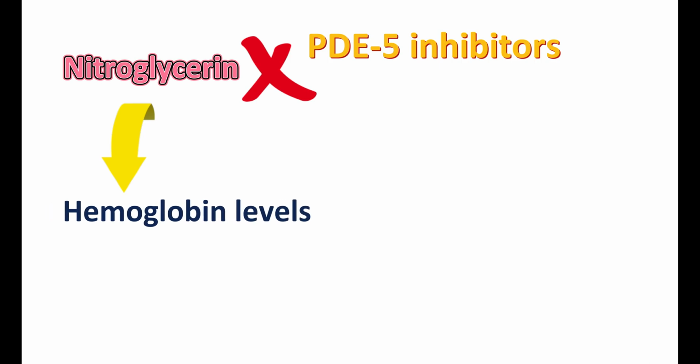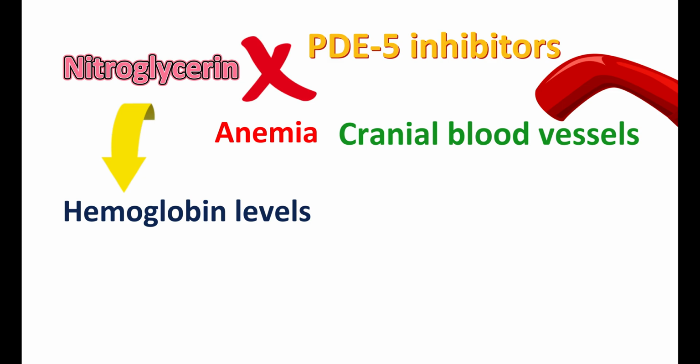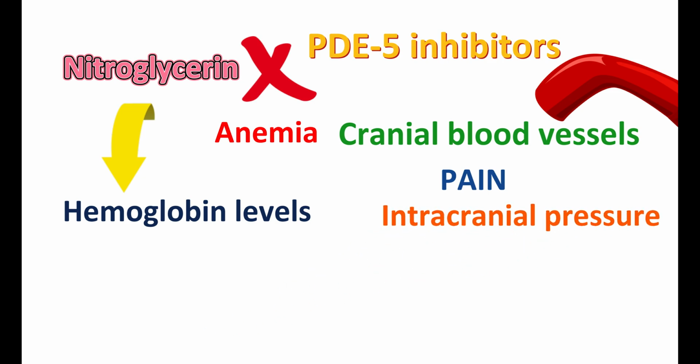Nitroglycerin may reduce hemoglobin levels. Therefore, use of nitroglycerin is not recommended in people with severe anemia. Being a vasodilator, nitroglycerin can cause dilation of cranial blood vessels. This causes a stretch that stimulates sensory receptors to perceive pain. Pushing of these blood vessels towards the rigid skull structure may also result in an increase in intracranial pressure.